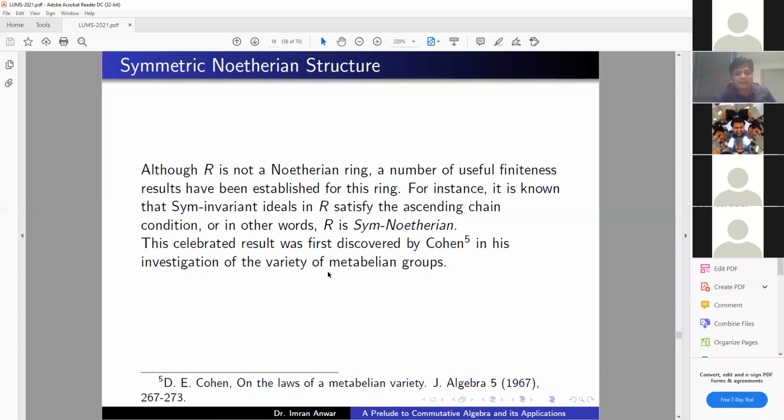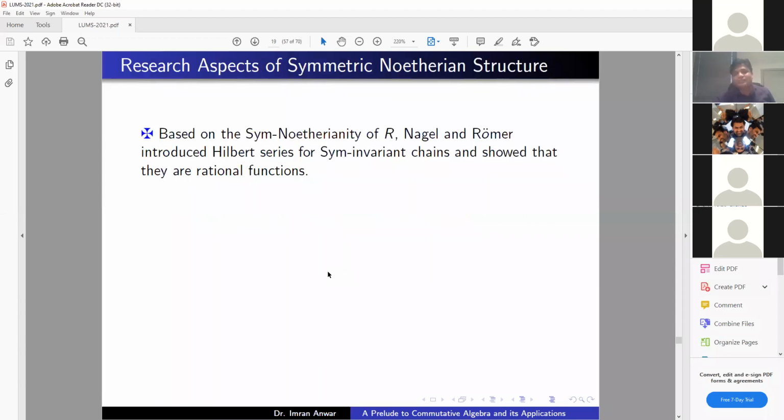Okay, the celebrated result. So, the research aspect of the symmetric nonlinear structure. Let's talk about the real business, what people are doing with this kind of structure. This particular concept was first taken up by Uwe Nagel and Tim Römer, and they introduced a Hilbert series of Sym-invariant chains. And this is just generalizing the typical Hilbert series structure, which is well known for a general Noetherian ring structure.